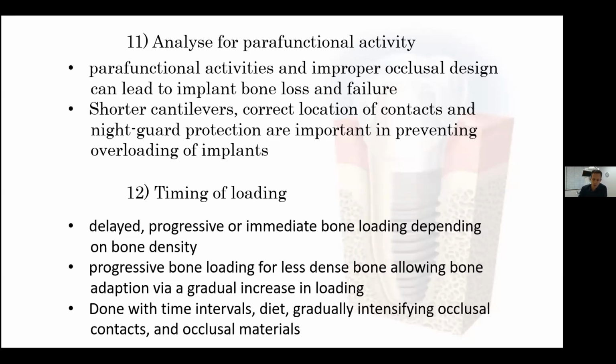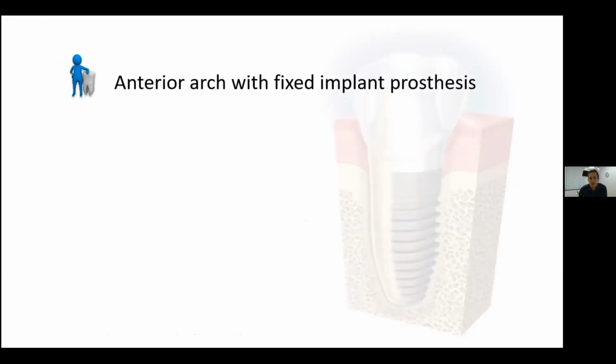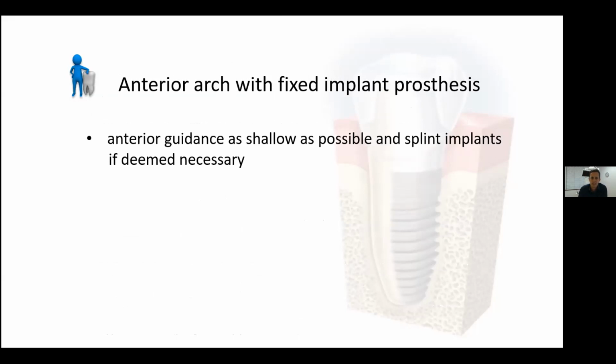And I just now want to show you a few cases where we look at different parts of the mouth in order to address occlusion. So the first thing, we look at the anterior arch. So if we are placing implants in the anterior component of the arch, we have to remember that the anterior guidance should be as shallow as possible, and where possible, splint your implants together to give them some increased support.